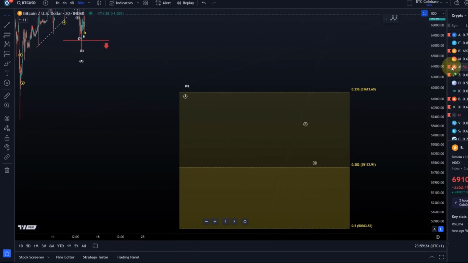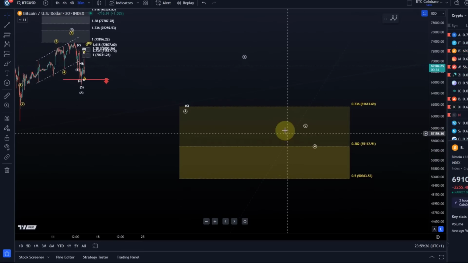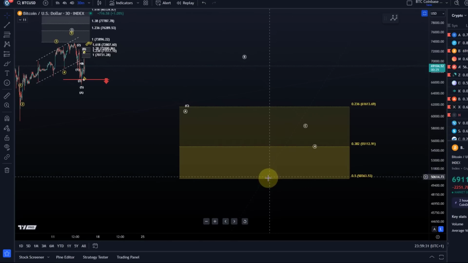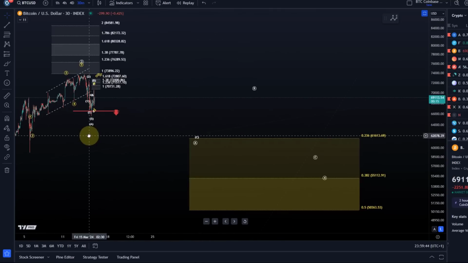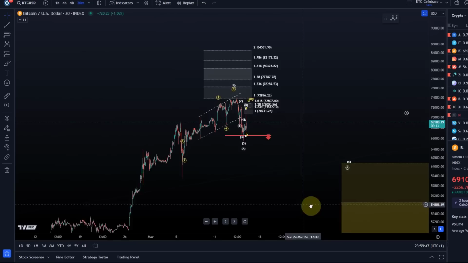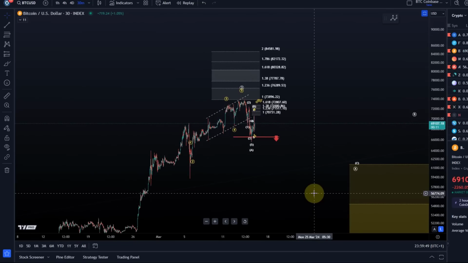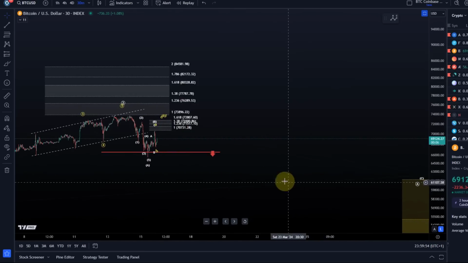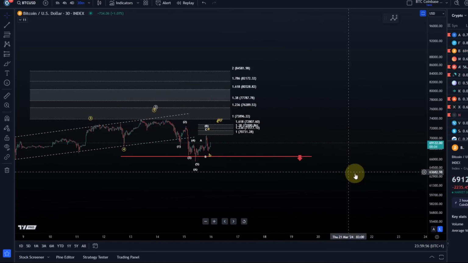Okay, so that's really important, because as long as we're holding the yellow box, and we don't even need to enter it, but as long as we're holding above it, the overall assumption for a pretty much direct move to new all-time highs is still valid. Now, that still could mean that we're entering, I don't know, a several week-long correction, absolutely. But the support areas are defined. So as long as we're above it, fine, we should go higher eventually. Yeah? But we have to give the price the space to possibly use that yellow box if it needs to.